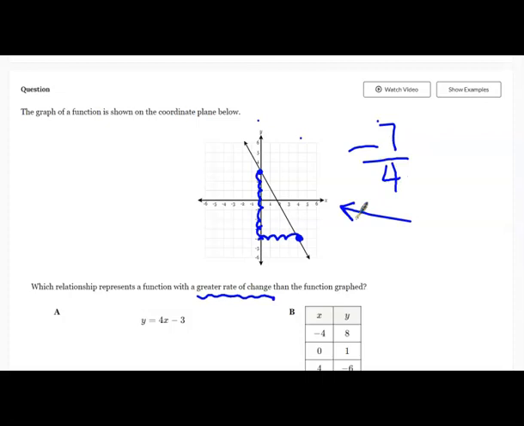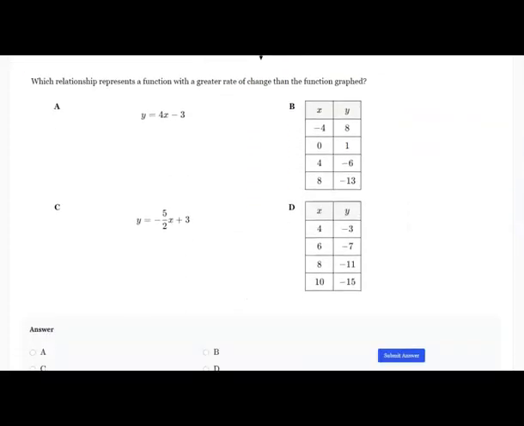So I want something that is greater than this. I'm not exactly sure what that is, but I know that if I converted it to a decimal, it would be negative 1.75. So I'm looking for something that's bigger than that. Bigger than negative 1.75.